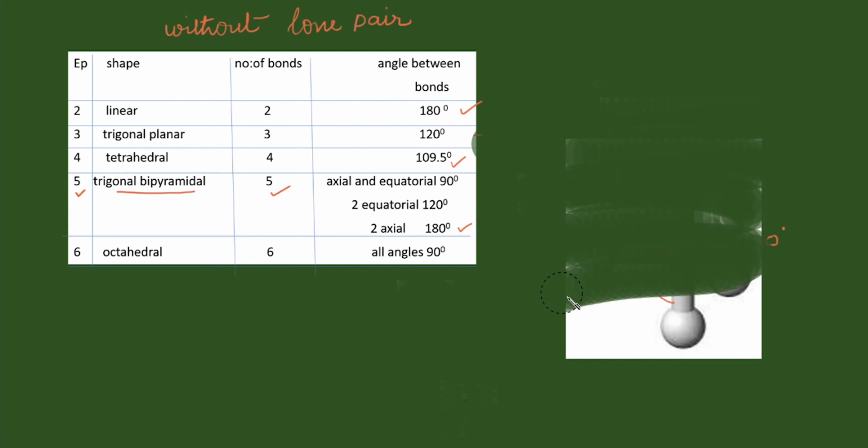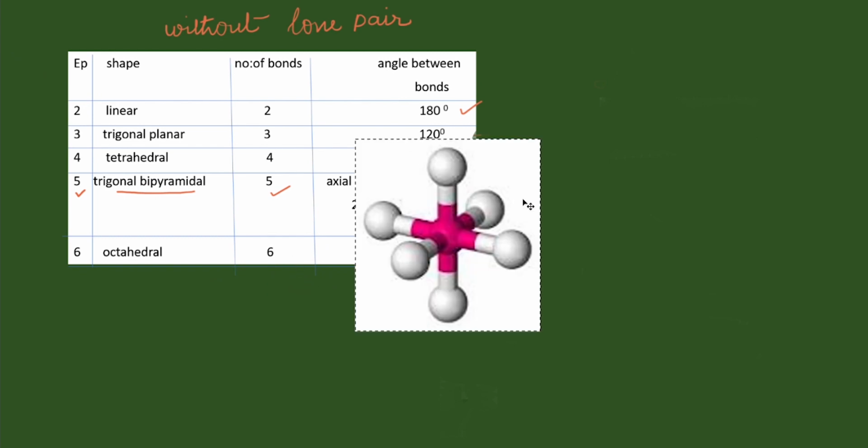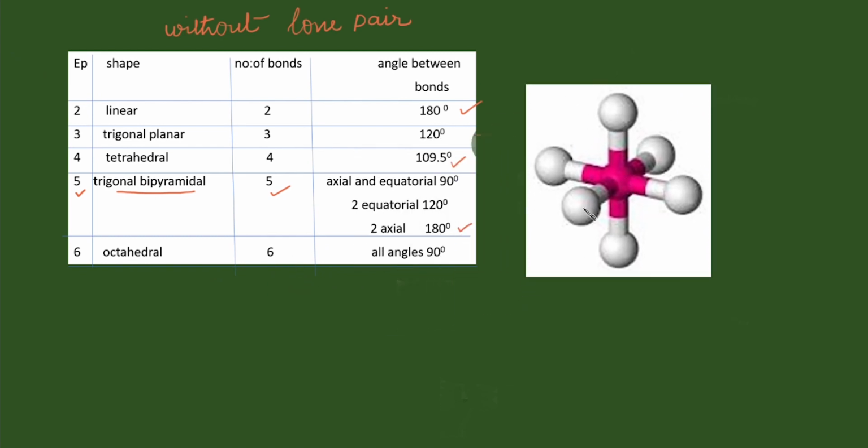Now we will consider the last one, that is octahedral. Number of electron pairs is equal to 6 and there are no lone pairs. There are 6 bonds. There are 4 equatorial bonds and 2 axial bonds. The angle between any two bonds is equal to 90 degrees.